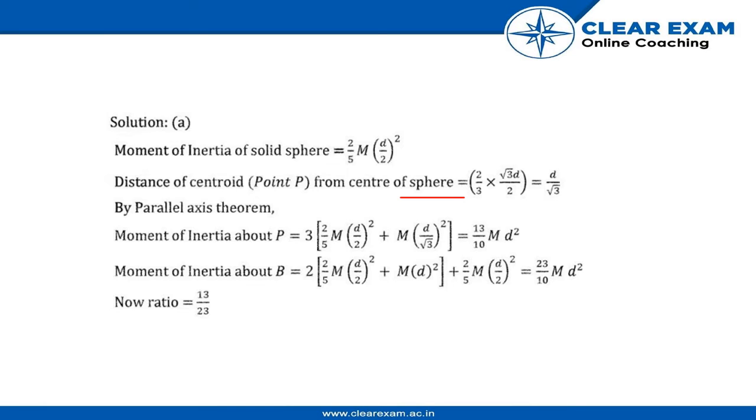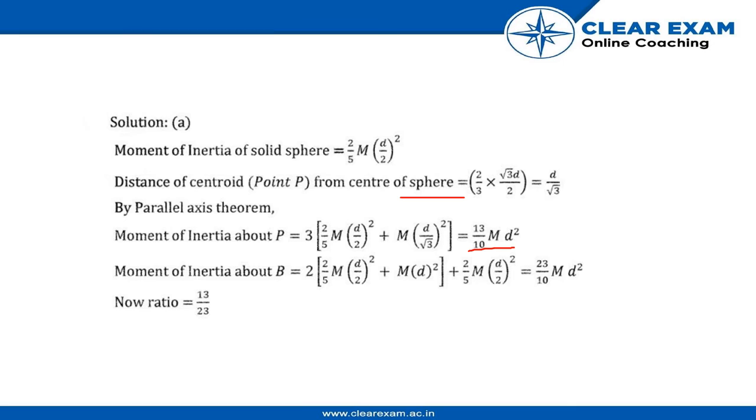By using the parallel axis theorem, we know that the moment of inertia about P is equal to 3 times [2/5 m (d/2)² plus m (d/√3)²], which comes out to be 3/10 m d².